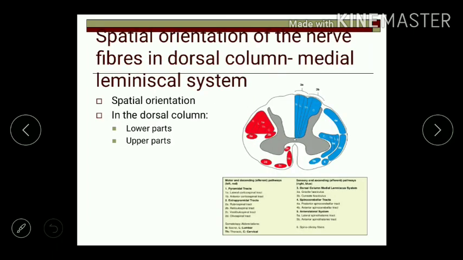Spatial orientation of the nerve fibers in the dorsal column medial lemniscus system. There is spatial orientation of nerve fibers from individual parts of the body. In the dorsal column, lower parts lie towards the center, you can see here, and upper parts lie laterally. So here, medial most are sacral parts, then lumbar parts, thoracic and cervical parts.